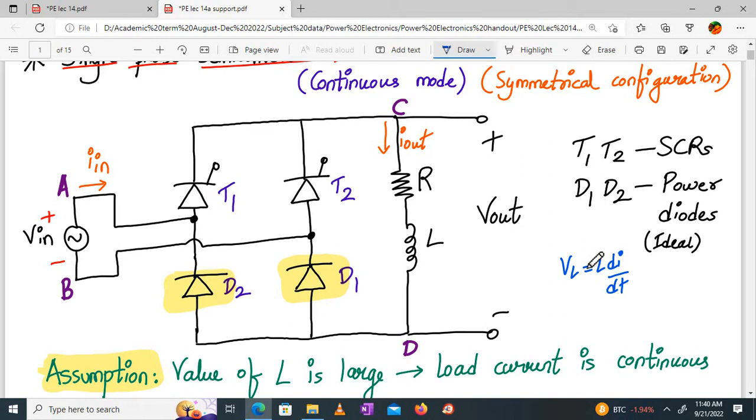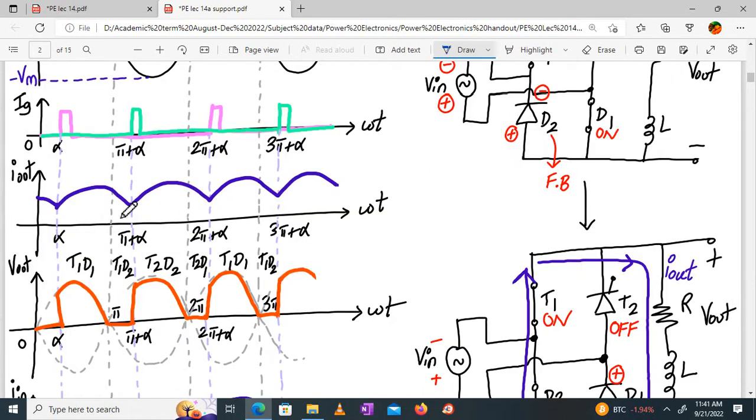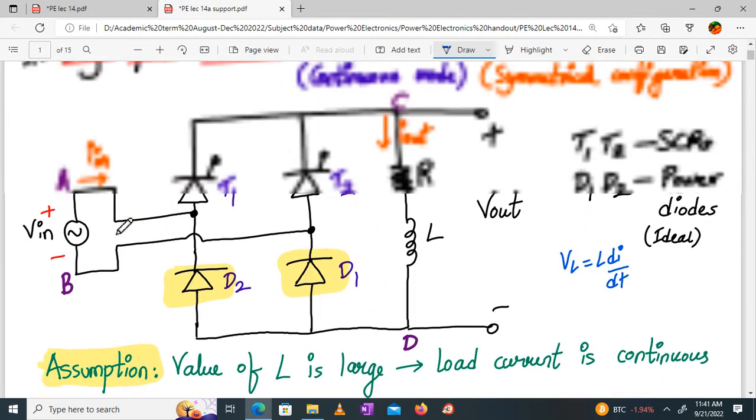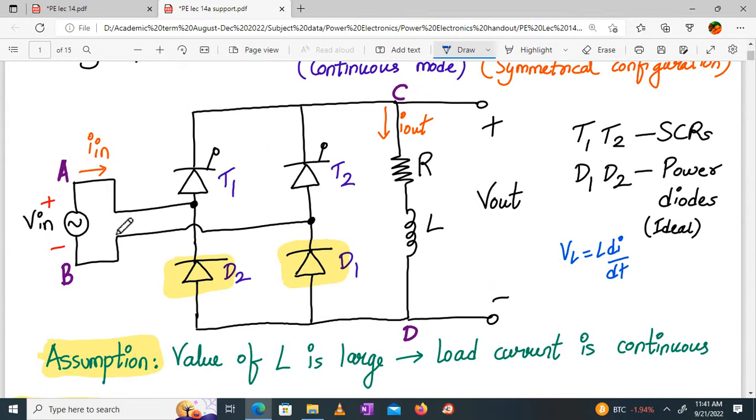Current will not go to zero. It will be slightly declining, something like this. In discontinuous mode, it goes to zero at beta. But here it does not go to zero. So which mode is preferred, continuous or discontinuous? In practical applications, continuous, where the current never reaches zero.